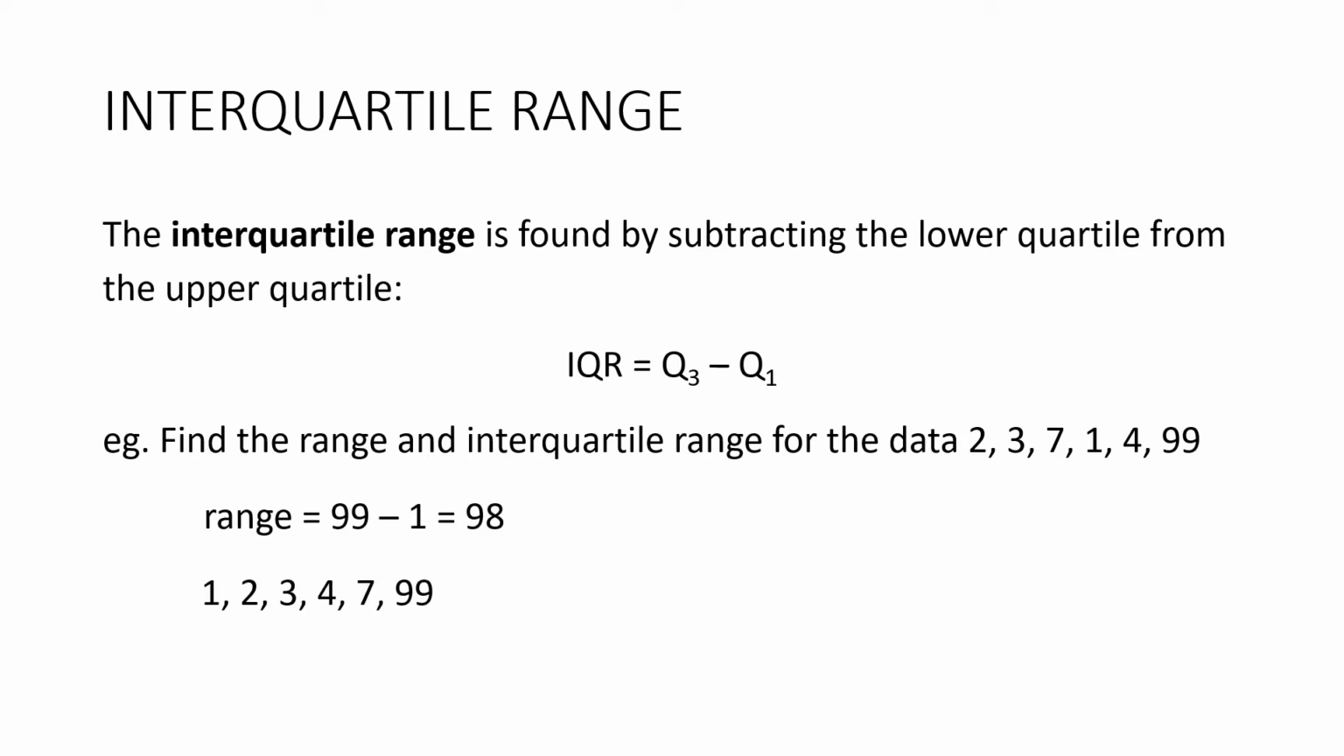Now let's put the data in order. The median is going to be 3.5. The lower quartile is 2 and the upper quartile is 7. And so our interquartile range is 7 take 2, which is 5.